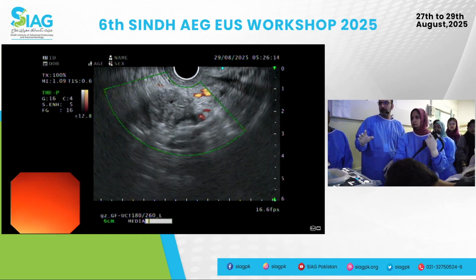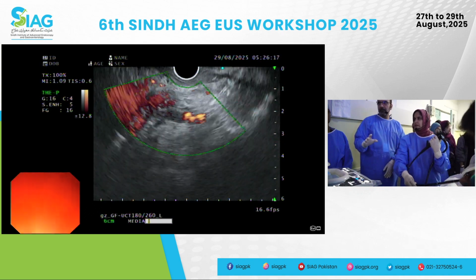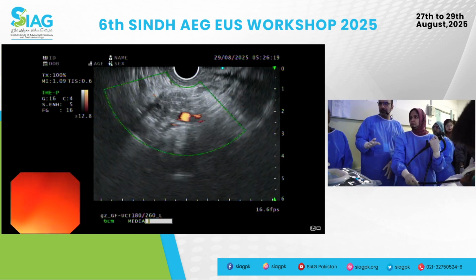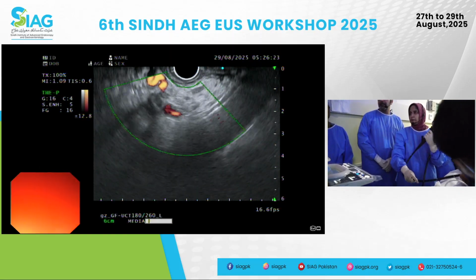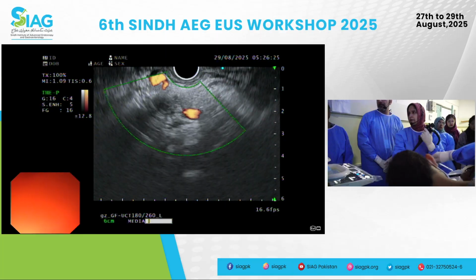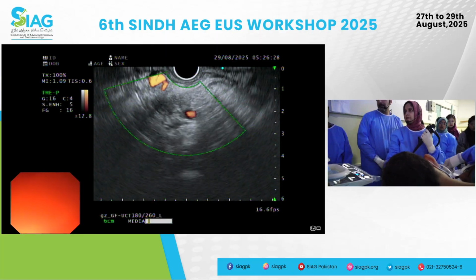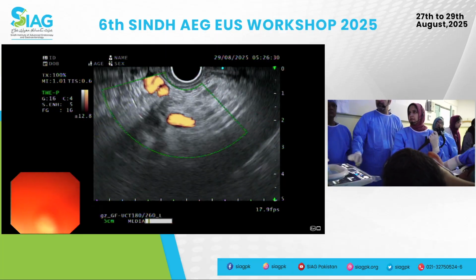I move it counterclockwise and, oh sorry, I just push in a bit. Yes, good. So you relax the big wheel a tiny bit and push in. There you go. Now find us the pancreas again, and go clockwise. So that's pancreas. Keep it in view and keep going clockwise till you lose it.